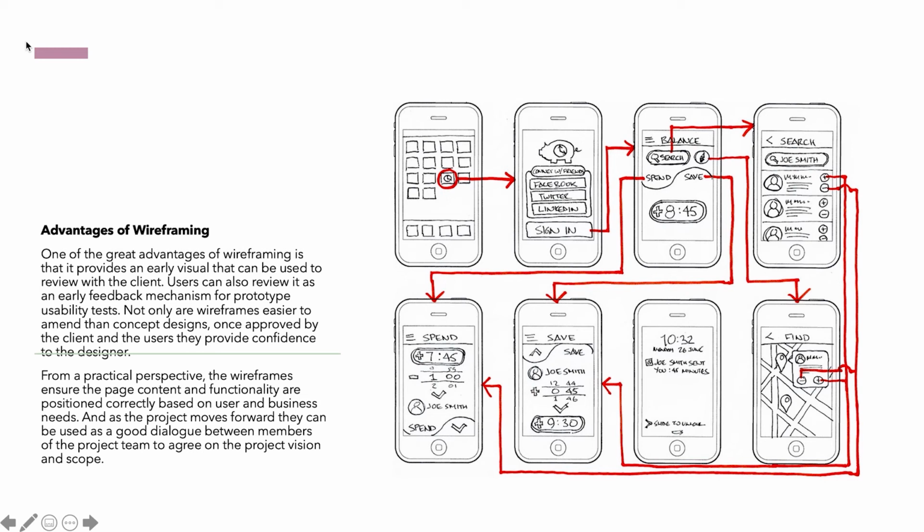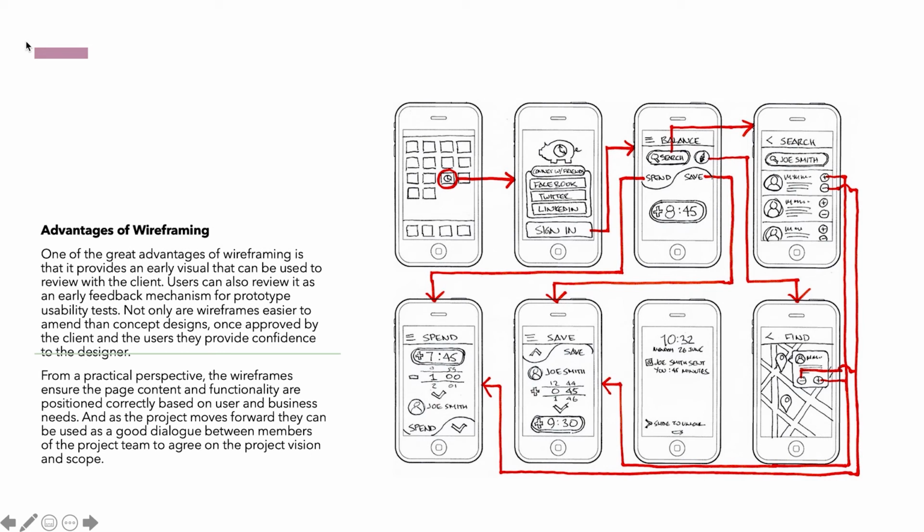Practically speaking, though, wireframes make sure that your content and functionality are in place correctly, based on what we need. And as the project moves forward, we can have this as a good working document, so that we can talk about how the project keeps going and how we keep on track in regards to the scope of the project.